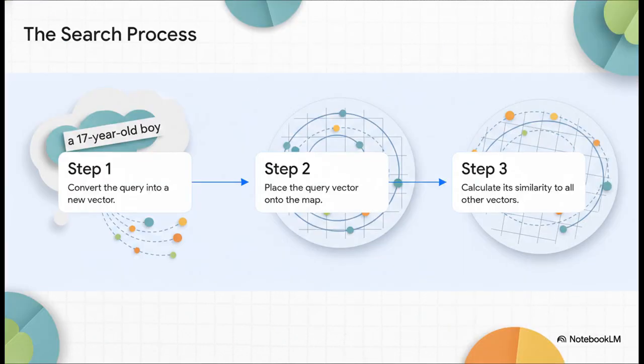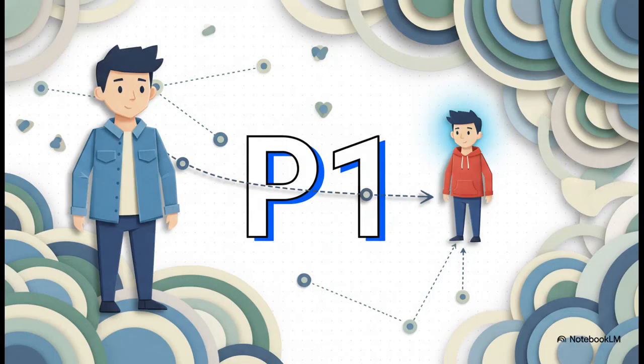How would a computer figure this out? The process is actually really simple. It's just three steps. First, the system takes our search, a 17-year-old boy, and turns that into a brand new coordinate. Second, it plops that new point right onto our map. And last, it gets out a virtual ruler and measures the distance from our new point to every other point that's already there. So the computer crunches the numbers for all the distances, and it finds a winner. The closest point on the map to our 17-year-old boy is P1, the 10-year-old boy. Makes sense, right? This is the core idea behind how modern semantic search engines work. It's all about finding the nearest neighbor.